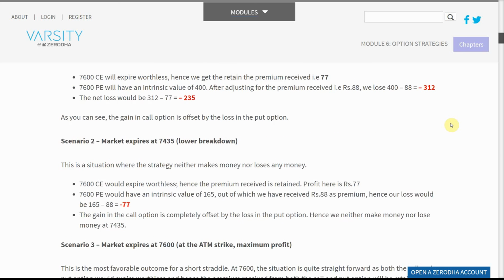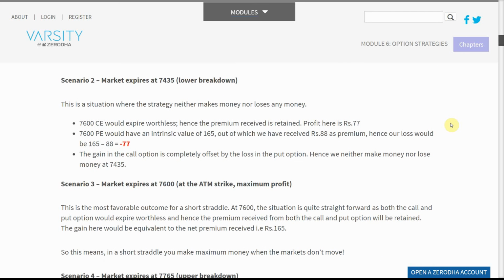Scenario 2, market expires at 7,435. Lower breakdown. This is a situation where the strategy neither makes money nor loses any money. 7,600 CE would expire worthless. Hence the premium received is retained. Profit here is 77 rupees.